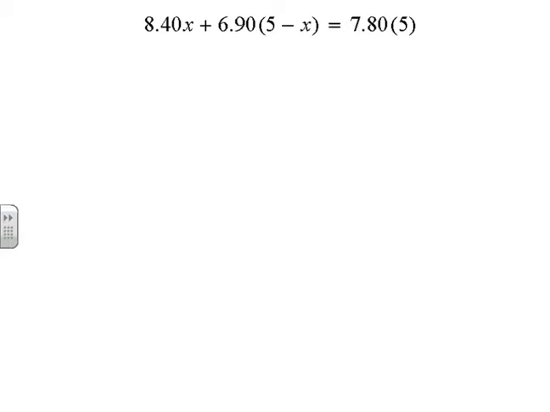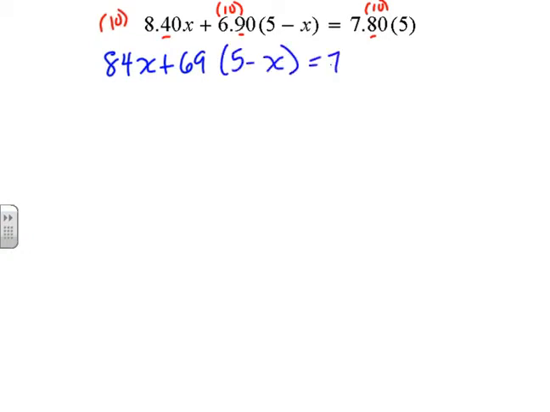We've already practiced how to get rid of decimals, correct? So when I look at this one, since there's really only one decimal after each one of these, I'm going to multiply each one of these times 10. So 10, 10, and 10. And I'm going to rewrite what I have. So I have 84x plus 69 times 5 minus x equals 78 times 5.